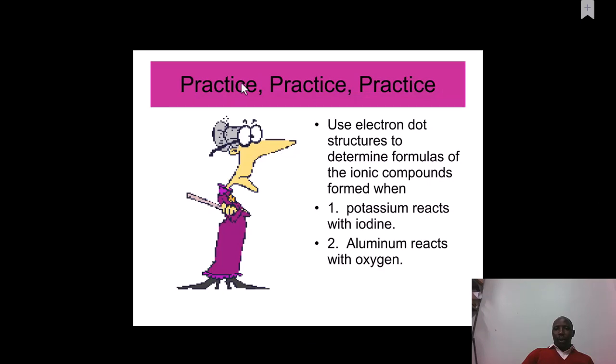As we continue, in practice you use an electron dot structure to determine the formula of an ionic compound formed by potassium reacting with iodine, and aluminium reacting with oxygen, by joining the dot and cross. This is the activity you shall do in your free time.